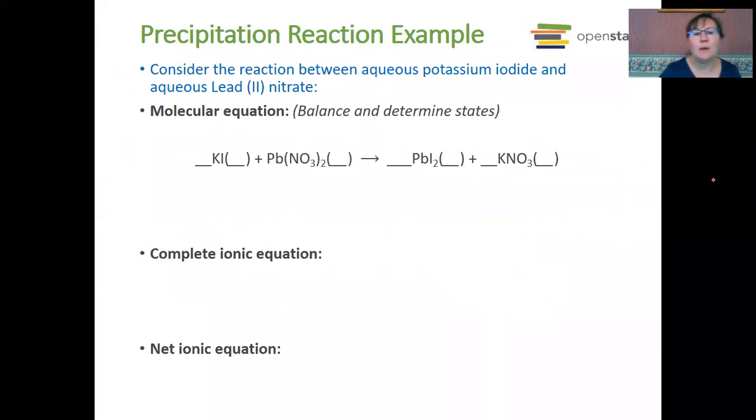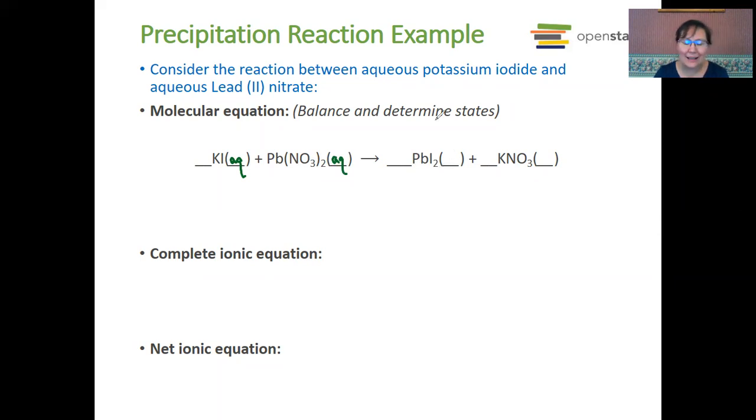Okay, so now let's take a look here. Consider the reaction between aqueous potassium iodide and aqueous lead 2 nitrate. Okay, so what they want for this is they want us to balance and determine the states for a molecular equation, a complete ionic equation, and a net ionic equation. Okay, so first of all, it says balance and determine the states. Well, potassium iodide, we know because of that potassium and the iodide that that is going to be aqueous, and they tell us up there. And we have this lead nitrate, lead 2 nitrate. Don't confuse that with lead 4 because lead 4 tends to be soluble more often than lead 2 does. So lead 2 nitrate, but it's with a nitrate, so this is going to be aqueous. Now we have our lead 2 iodide.